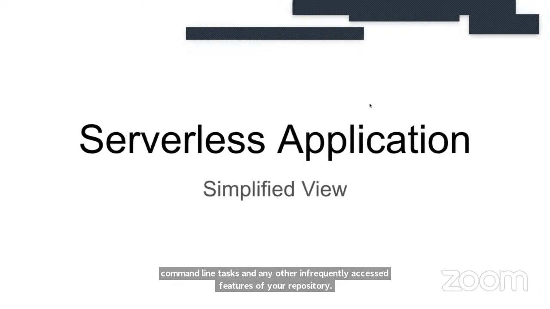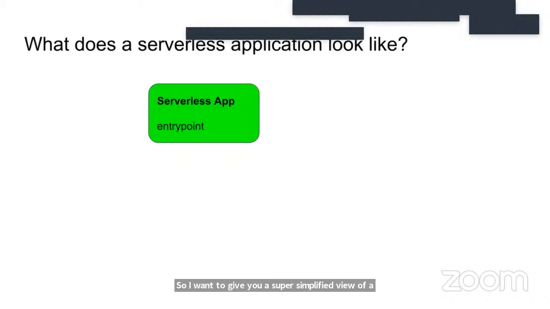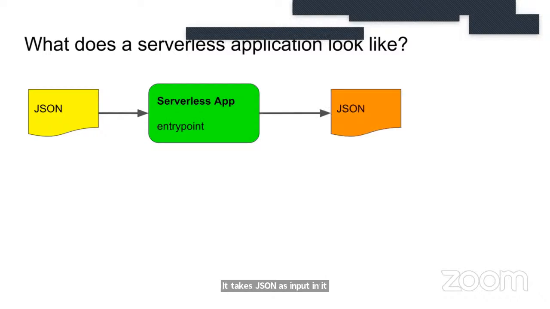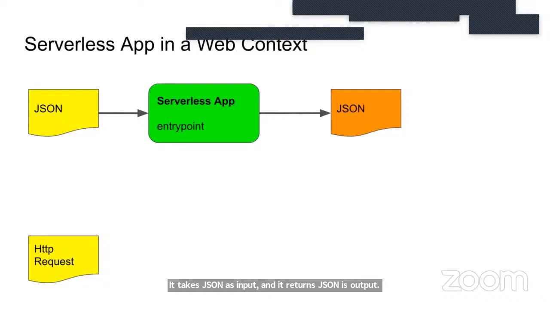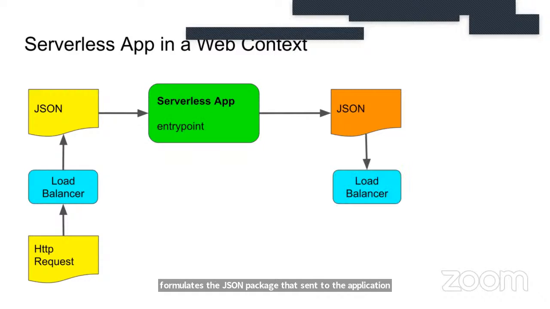So I want to give you a super simplified view of a serverless application. At its heart, a serverless application has an entry point that is invoked as code. It takes JSON as input, and it returns JSON as output. That's the simplest view of a serverless application. Now, when you're running that in a web context, you may start with an HTTP request that you send to a load balancer. The load balancer itself formulates the JSON package that's sent to the application. And then the response is sent back to the load balancer, which converts that response into an HTTP response.